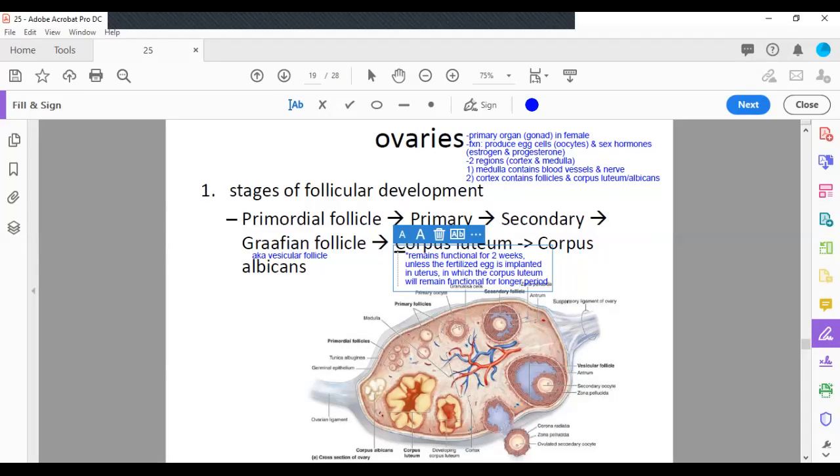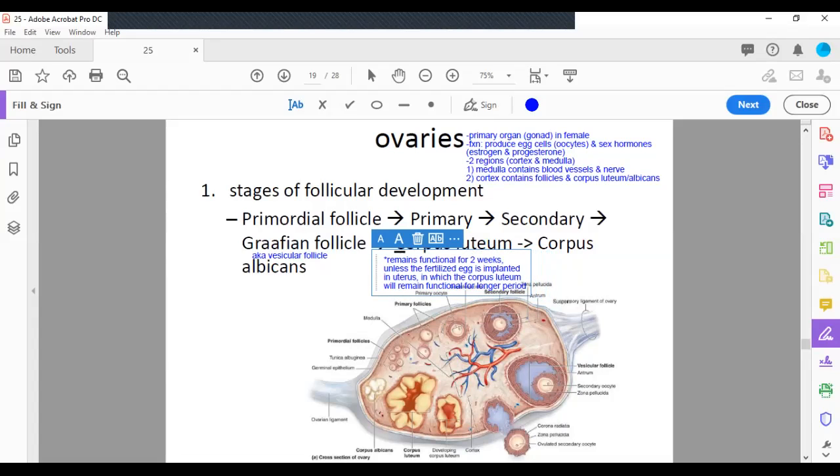So the corpus luteum remains functional for 2 weeks unless the fertilized egg is implanted in the uterus, in which case the corpus luteum will remain functional for a longer period. Now, once the corpus luteum exceeds its function, it becomes corpus albicans. So keep in mind, if there's no pregnancy, the corpus luteum lasts for 2 weeks, and it then becomes corpus albicans.